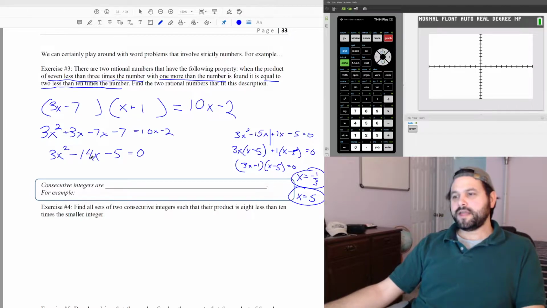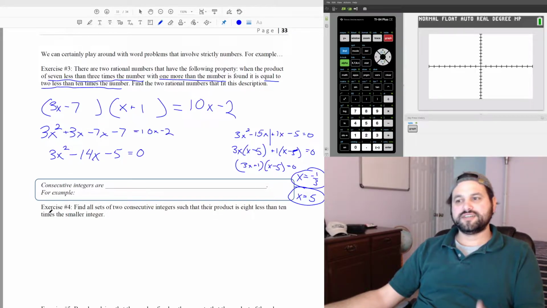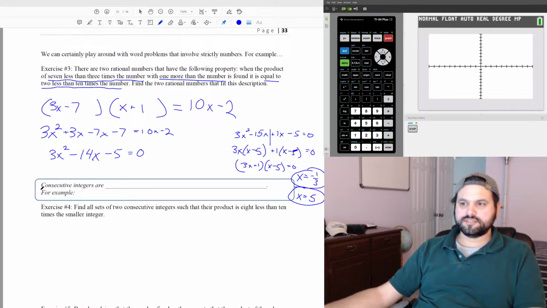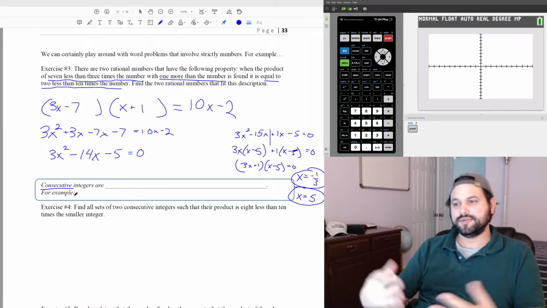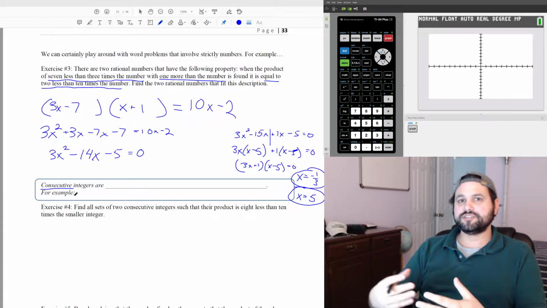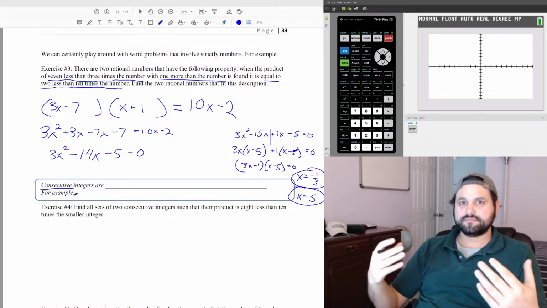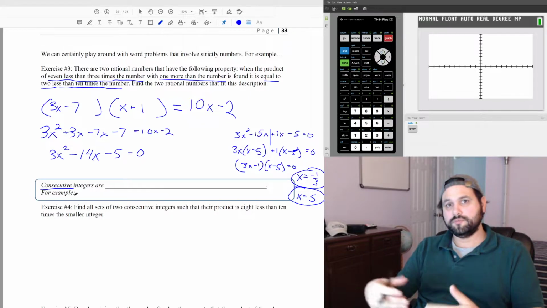Okay? Number 4. So a lot of times we'll have questions that involve consecutive integers. So we want to just make sure we know what this means. What are consecutive integers? What does the word consecutive mean? It means back to back, right? So integers would be whole numbers. So like if I wanted consecutive integers and I know that the smallest number is 4, then the next consecutive one would be 5, right?